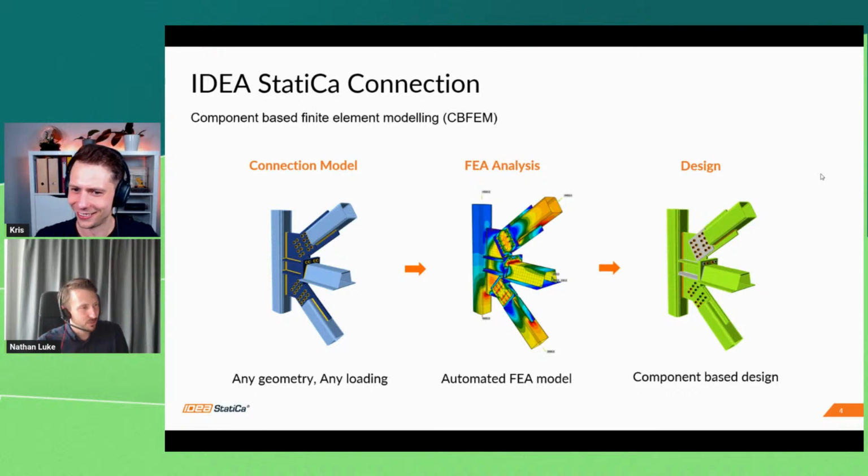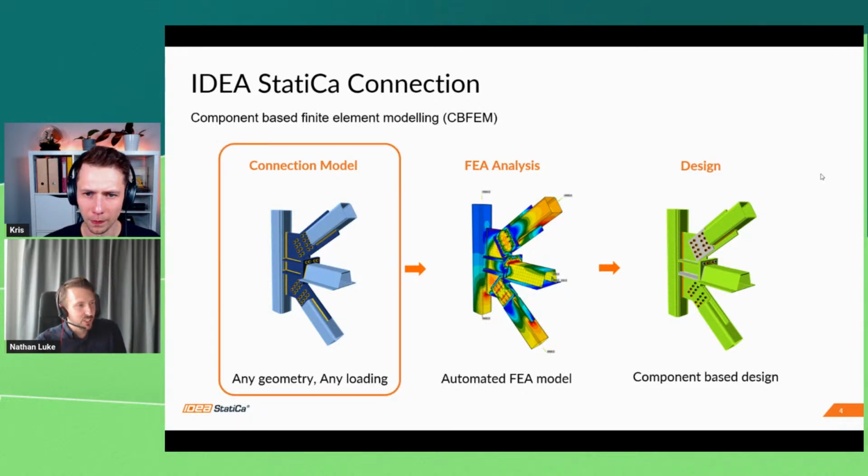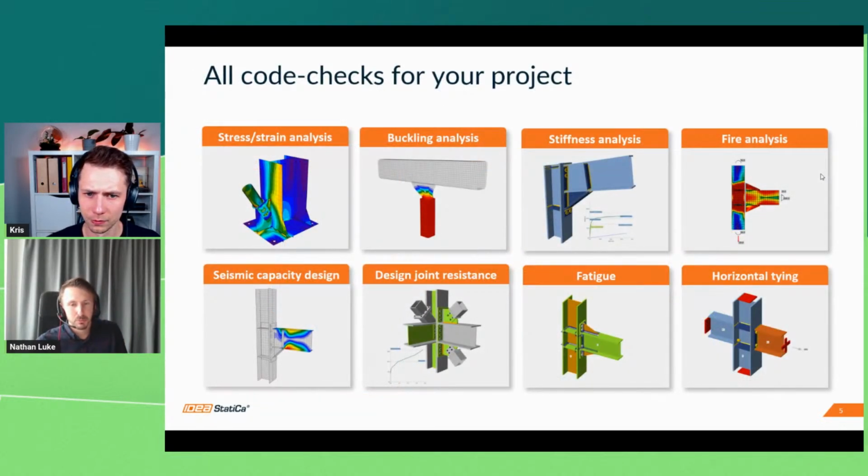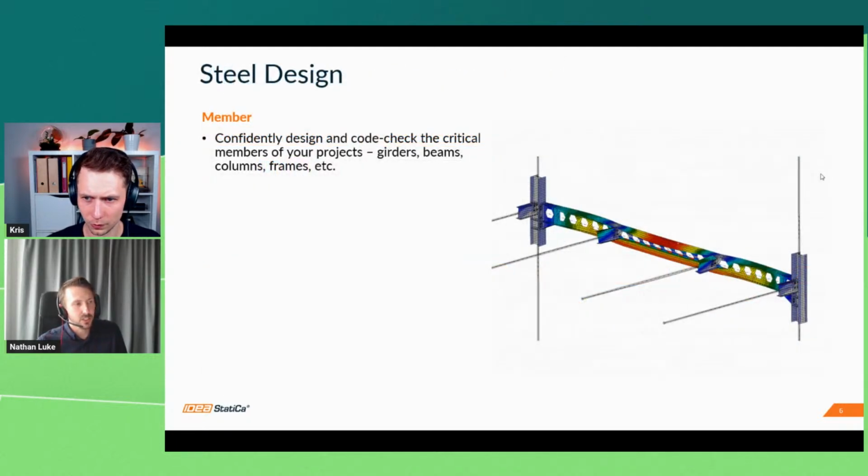And we can give you feedback in our connection software quite quickly. You can design a connection very quickly and get feedback. My realm is connection modeling, and that's what we're going to talk about today mainly. Once you've got that connection design, we can perform all types of analysis. We do stress-strain analysis, but also buckling and stiffness. We also do fire design, fatigue, and other types of analysis on connections as well. So once we've built that model, we've got a lot of different analysis types.